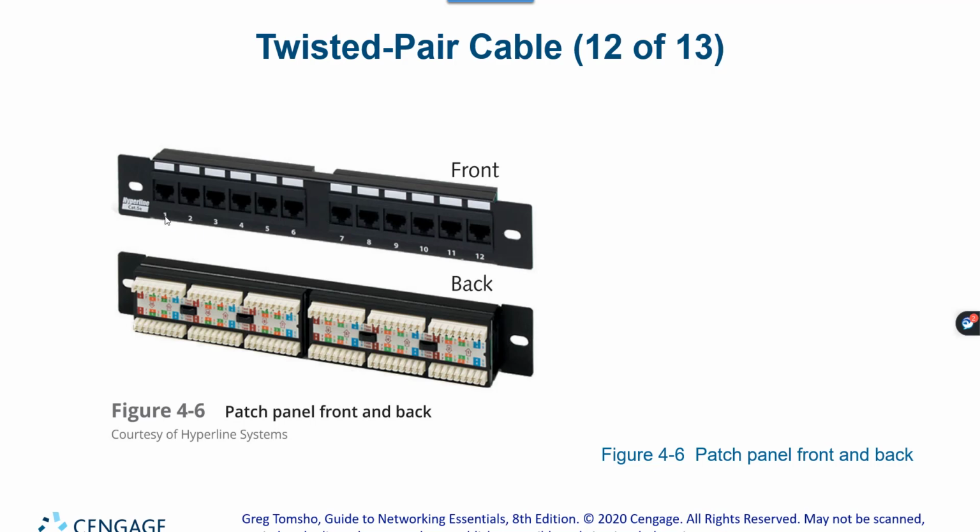So this one might come from a wall jack in room 1. And this one might come from a wall jack in room 2. And this one might come from a wall jack in room 3. So all of the cabling that comes from the different parts of the building come into this one patch panel. This is the back of it. And I'm going to push the wires into these slots with a punch down tool. And then I'm going to use a patch cable to connect this port to a switch that's in the server room or the communications closet.